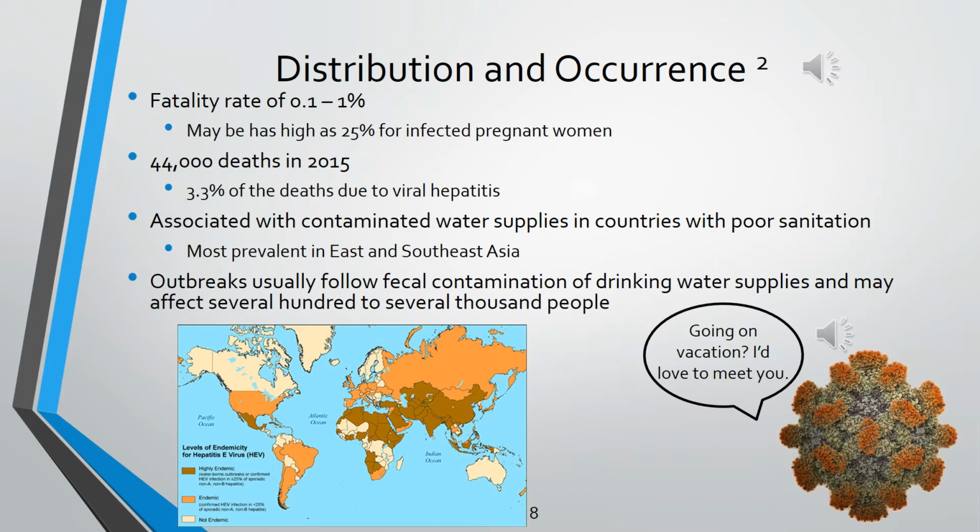HEV has a fatality rate of 0.1 to 1% in infected individuals. However, the fatality rate may be as high as 25% for infected pregnant women. In 2015, the World Health Organization estimated that HEV caused 44,000 deaths, accounting for 3.3% of deaths due to viral hepatitis in that year. HEV is most prevalent in countries that have poor sanitation and contaminated water supplies, such as East and Southeast Asia. Outbreaks usually follow fecal contamination of drinking water supplies and may affect several hundred to several thousand people. The picture shown is a map showing areas of the world where HEV is more prevalent.